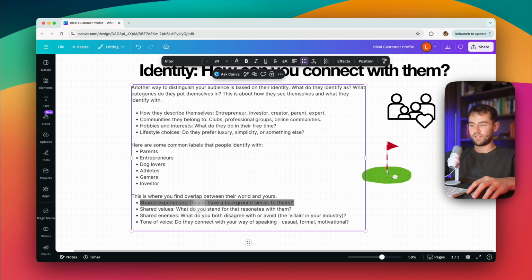And then the tone of voice. So do they resonate with the way that you're speaking? You know, some people I see on social media are very arrogant, and it really puts me off, and I don't like to buy anything off anyone who comes across as arrogant and a bit of a dick. So, you know, think about that.